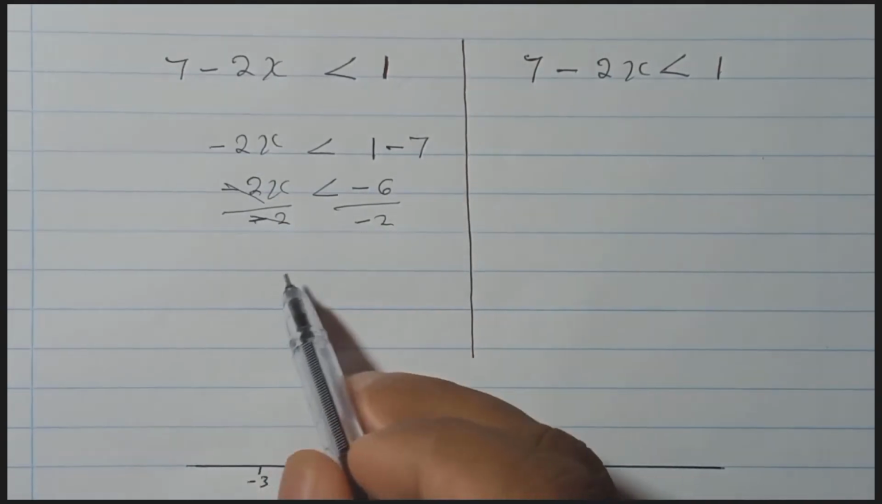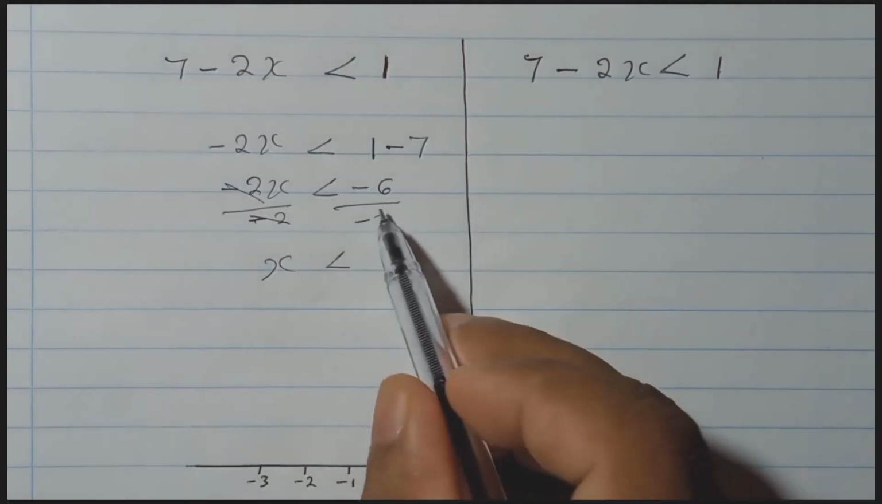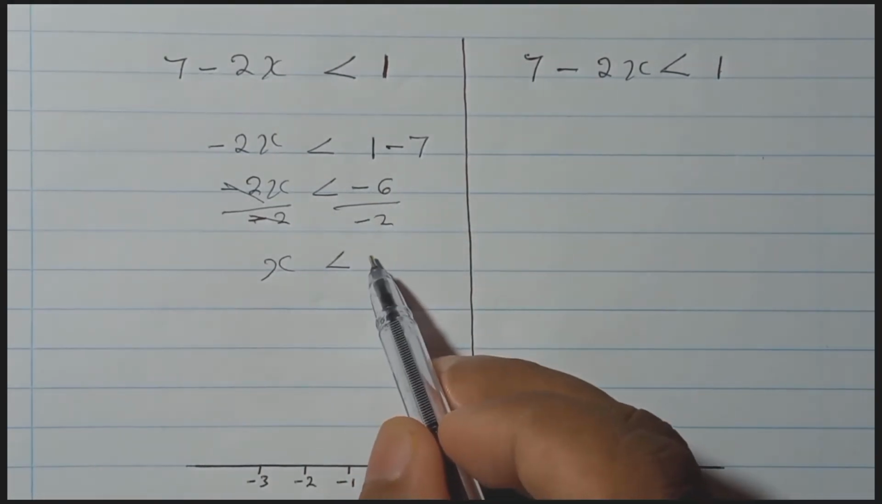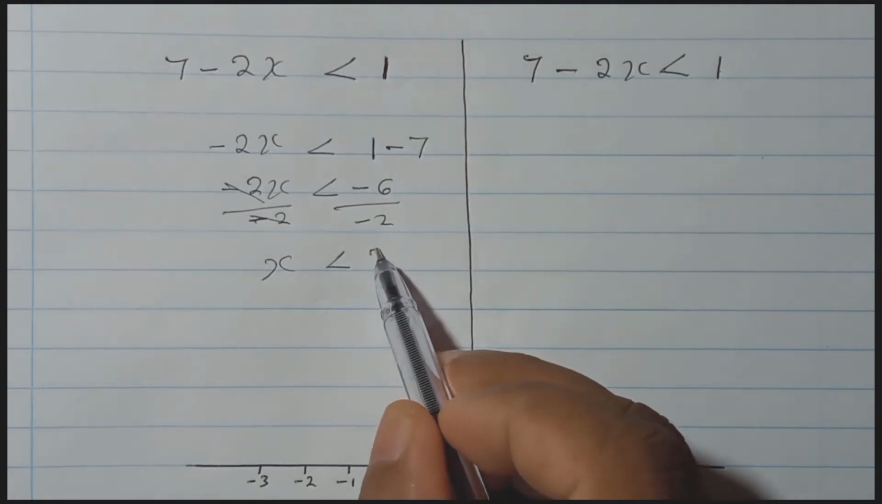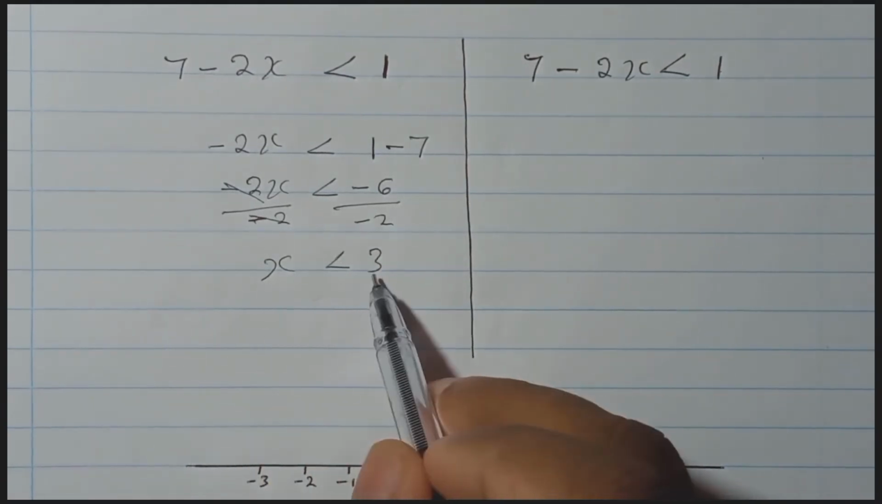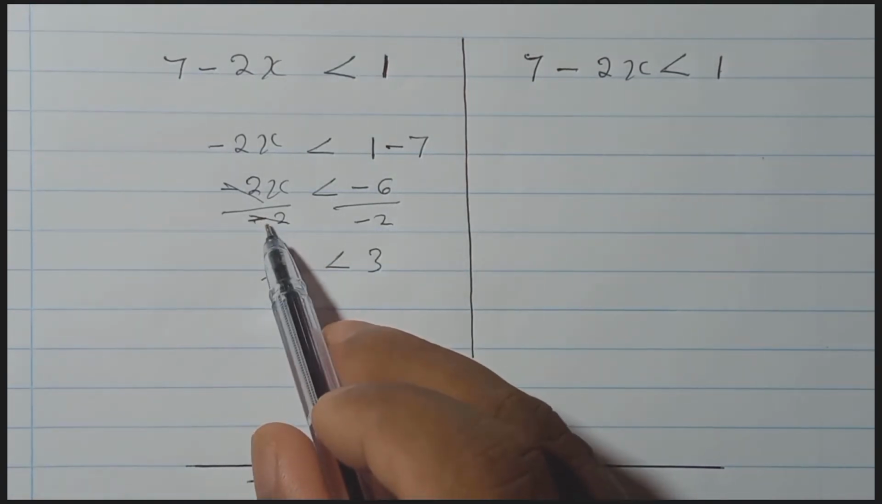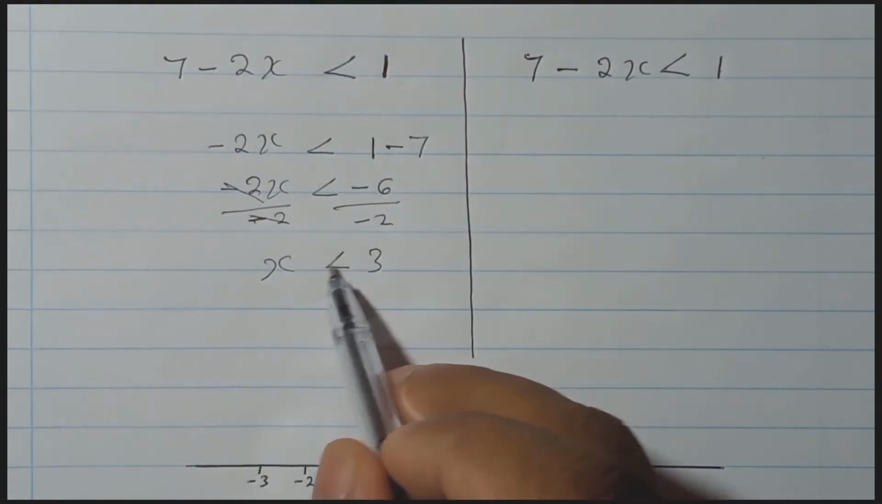Minus 2 and minus 2 cancel. Here you will get x. Here minus divided by minus is plus. 6 divided by 2 means that will be 3. But if you wrote it like this, it's wrong. Now here you divide by a minus number, no? So you have to change this sign the other way.